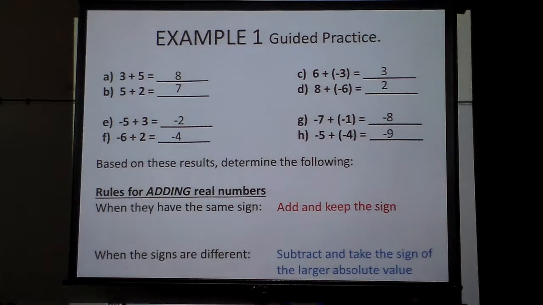So to add positives and negatives, if they're the same, you add them and keep the sign. If they're different, you subtract them and take the sign of the larger number. That's the whole key to that. Or you can use the tiles.